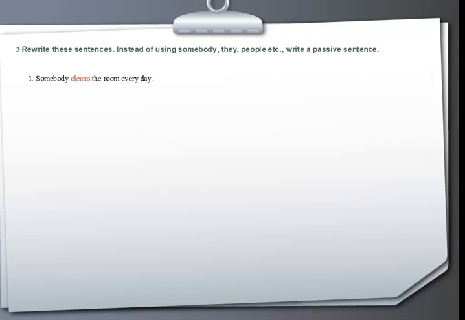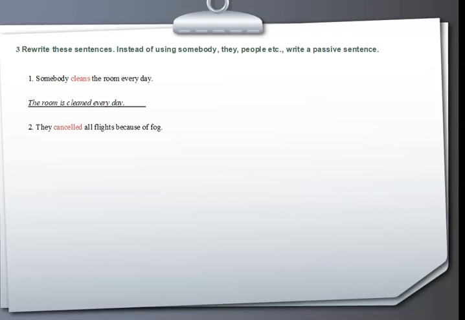Somebody cleans the room every day. Okay, the object is the room, and we have to use the rules we've learned for the present simple tense. Okay, the room is cleaned every day. So the meaning is the same, only the focus of the sentence is different. Somebody cleans the room every day. The room is cleaned every day. Let's see the next one.